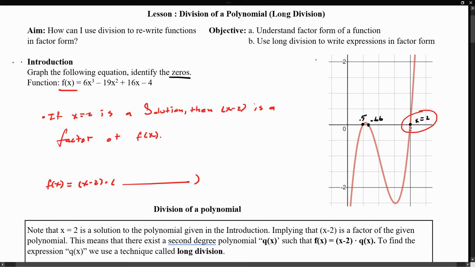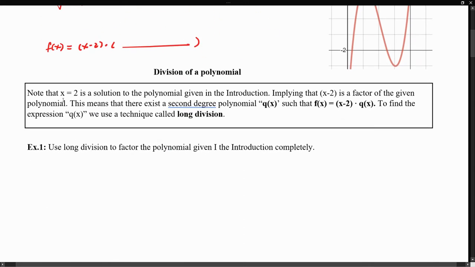More than anything, long division. We're going to use the technique of long division. So this is what we're trying to state here. Notice that x equals 2 is a solution to the polynomial. Then that implies that x minus 2 is a factor, which means there should exist a second degree polynomial, let's call it q of x, where f of x is equal to the factor that we found times that expression. The way we find that expression q of x is by using long division.